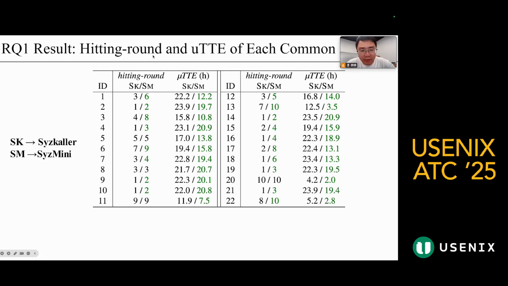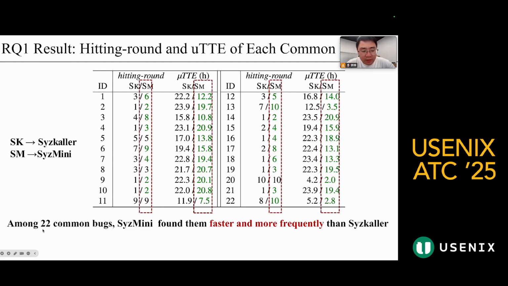For the hidden run and the average TTE of each common bug, in this picture, SK denotes Syzkaller, SM means SysMini. As we can see, among 22 common bugs, SysMini can find them faster, and more frequently than its counterpart.